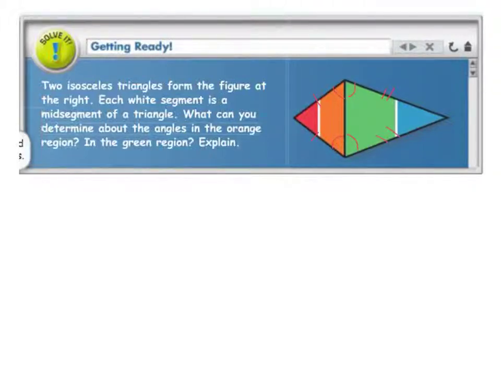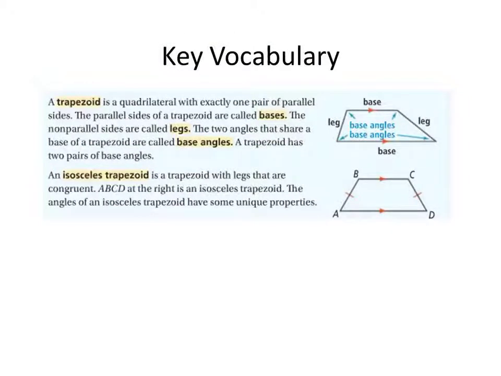All right. Okay, key vocabulary. A trapezoid is a quadrilateral with exactly one pair of parallel sides, so only one pair. The parallel sides of a trapezoid are called bases, and the non-parallel sides are called the legs. The two angles that share a base of a trapezoid are called base angles. A trapezoid has two pairs of base angles.